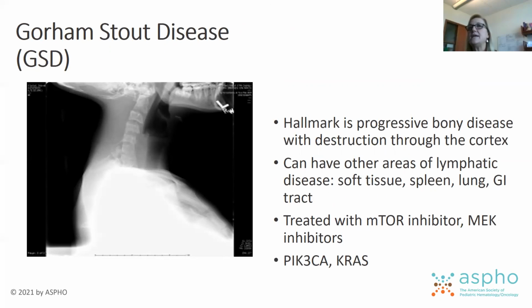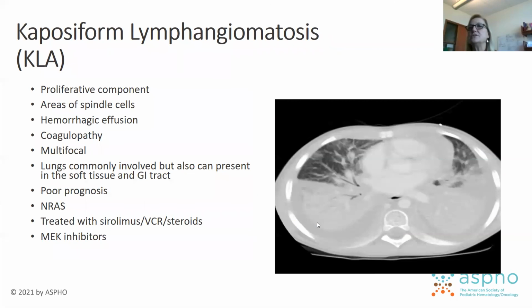Gorham-Stout is a disease that causes massive osteolysis of the bone. It can be associated with soft tissue structures and inflammation around the bony disease, but you can see this patient is actually missing the spinal processes. This patient went on to lose all the bones, even with orthopedic intervention, and unfortunately died. These are treated with mTOR inhibition. We're learning a lot about GSD. Sometimes they're PIK3CA and sometimes they're KRAS mutations.